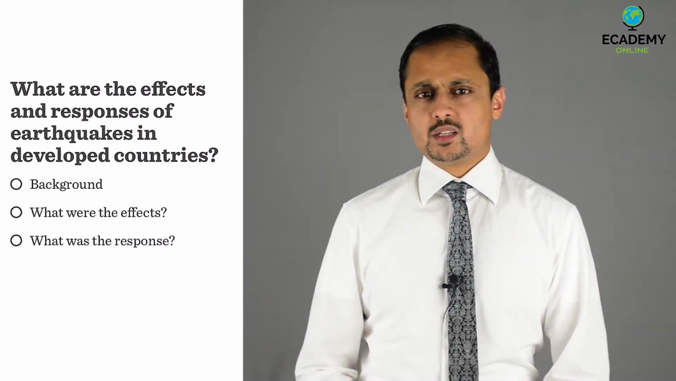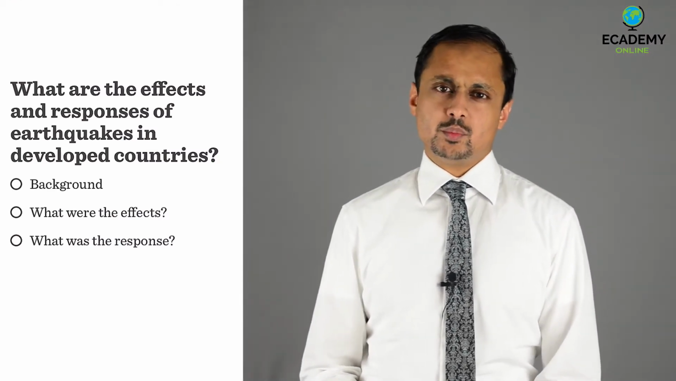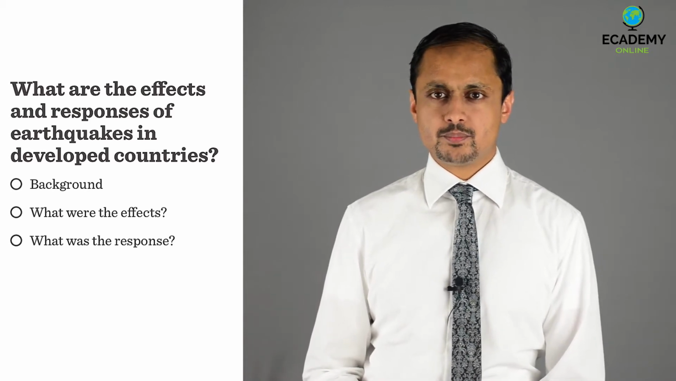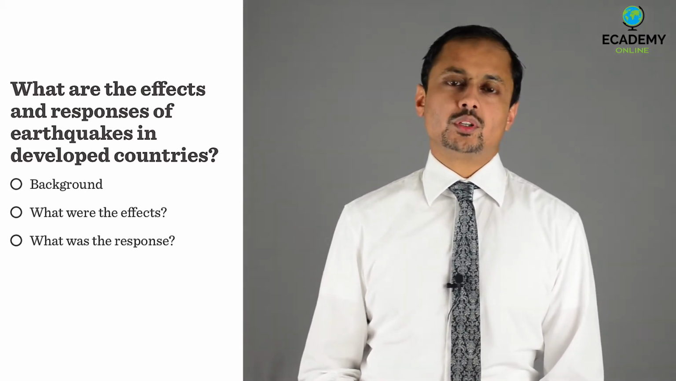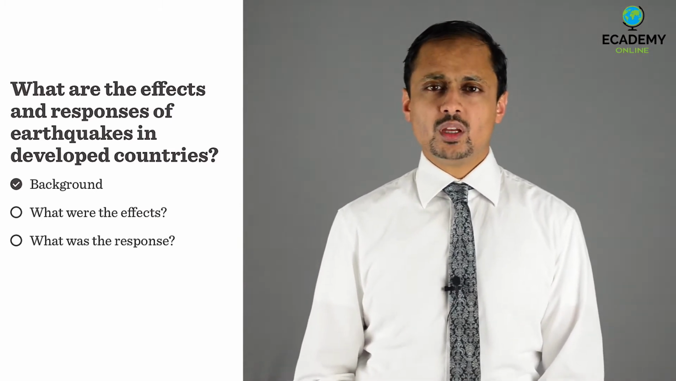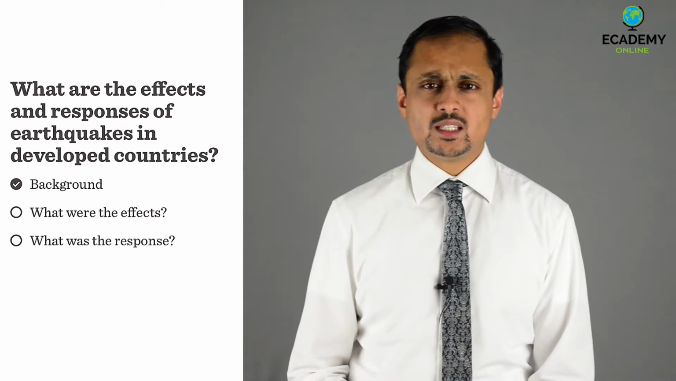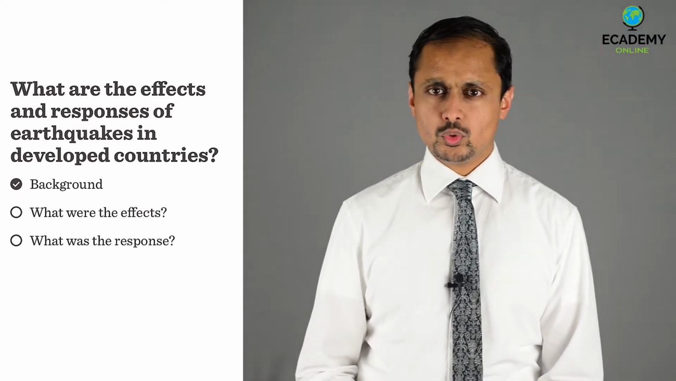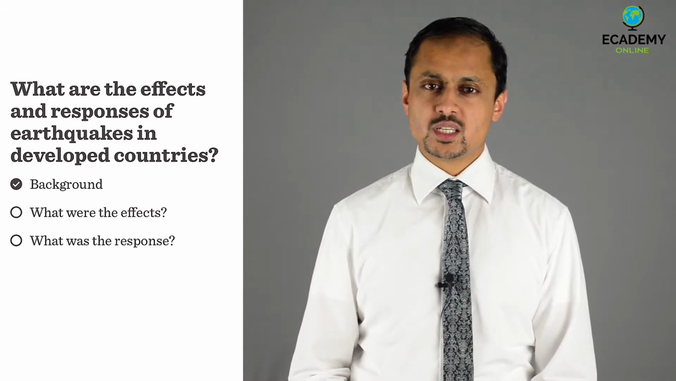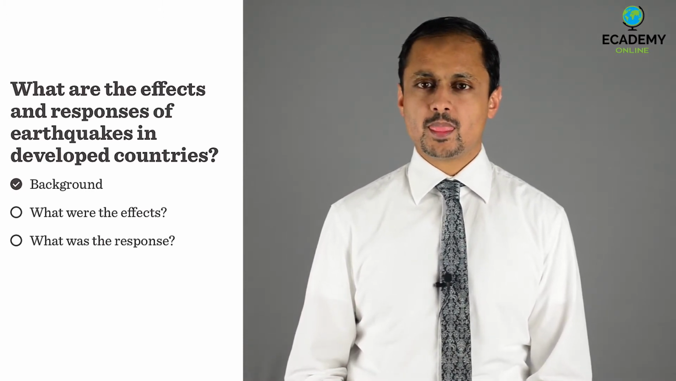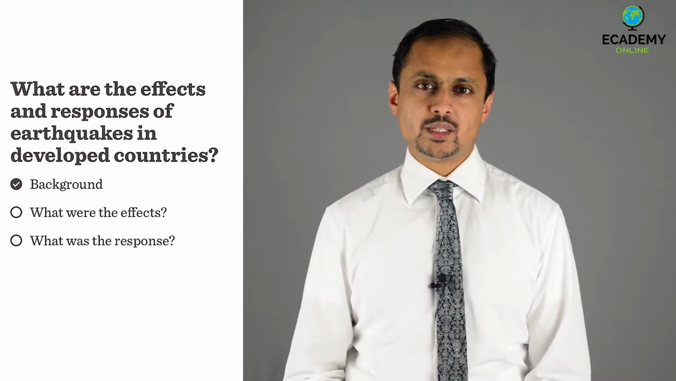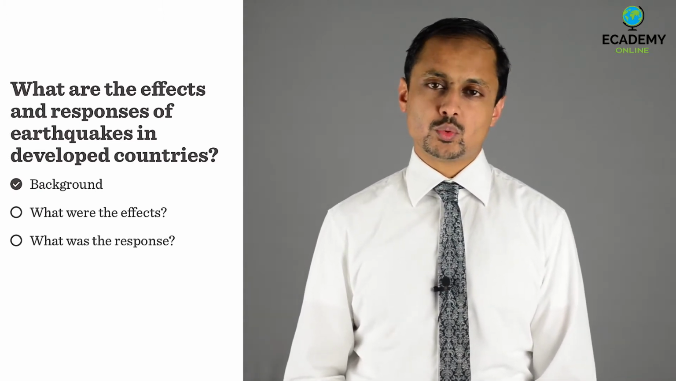What are the effects and responses of earthquakes in developed countries? The United States is a developed country. The Northridge earthquake, Los Angeles, occurred on 17th of January 1994. The earthquake occurred on land and did not cause a tsunami. The Northridge earthquake hit a modern urban environment that was designed to resist seismic events. The subsequent response to the earthquake was fast and carried out without dependence on international aid.